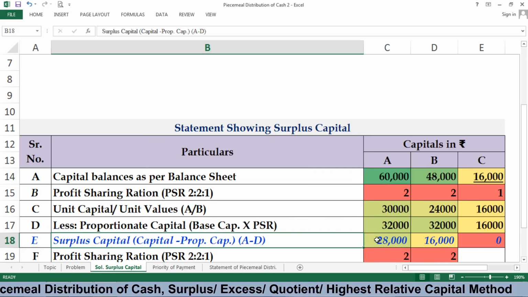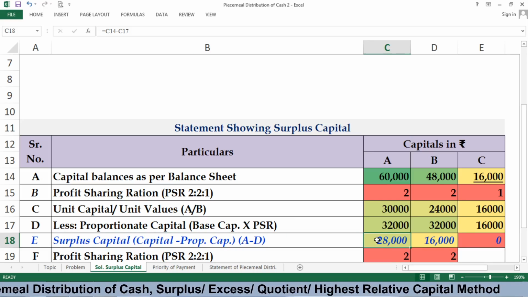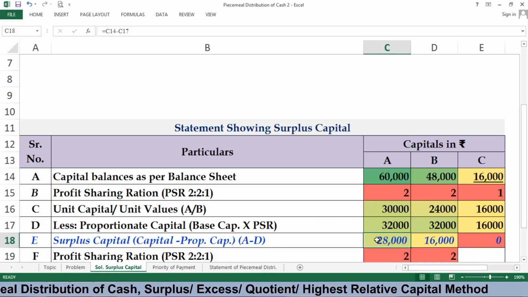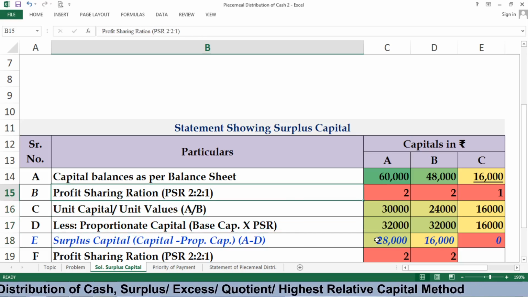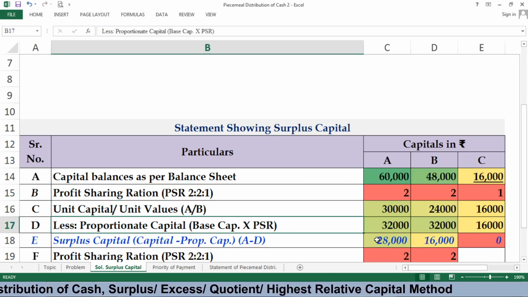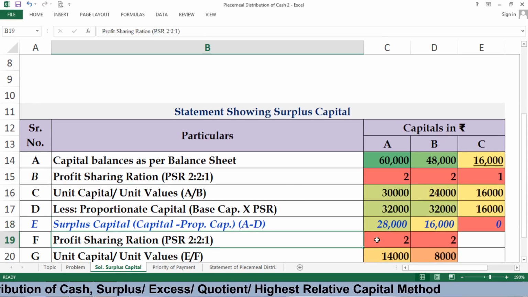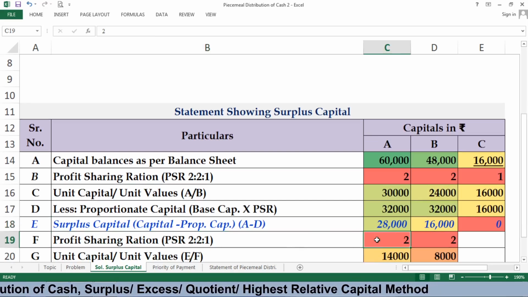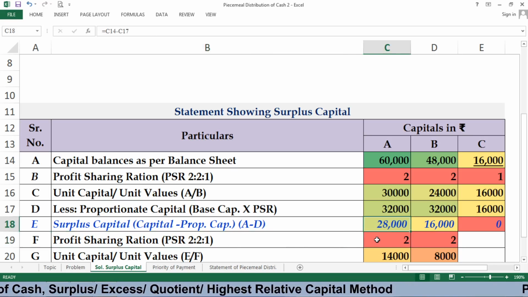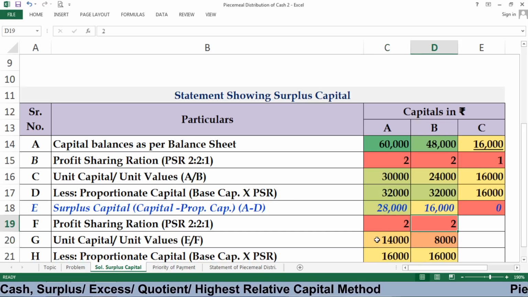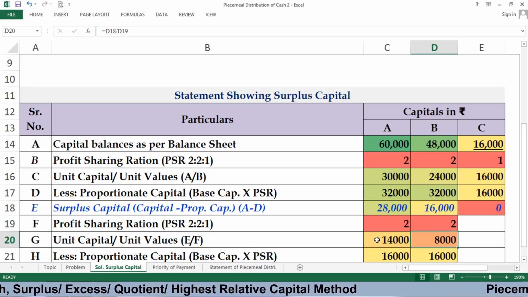Later on we have to calculate the absolute surplus. Here we got the surplus, but it is for Mr. A and for Mr. B. Now we have to calculate absolute surplus. So again, all the steps of profit sharing ratio, unit values and proportionate capital will be repeated over here. So again we will write the profit sharing ratio, that is 2:2. Then we will calculate the unit capital. This is 28,000 divided by 2, it comes to 14,000. Again, 16,000 divided by 2 comes to 8,000. So we got unit capital as 14,000 and 8,000.